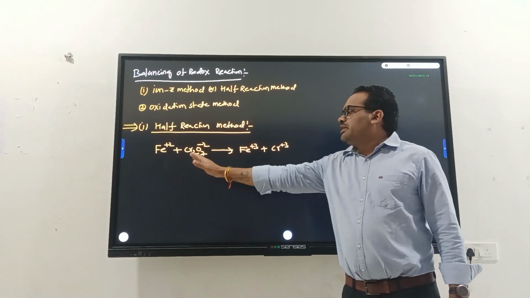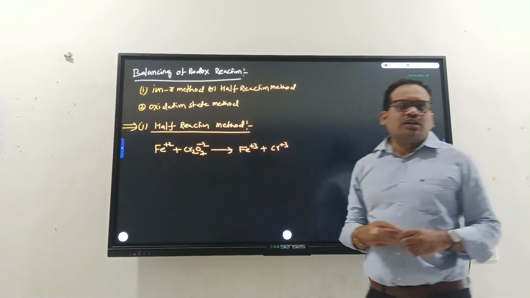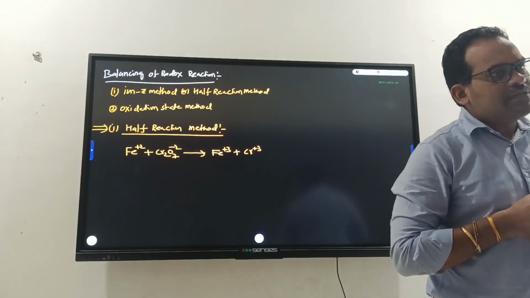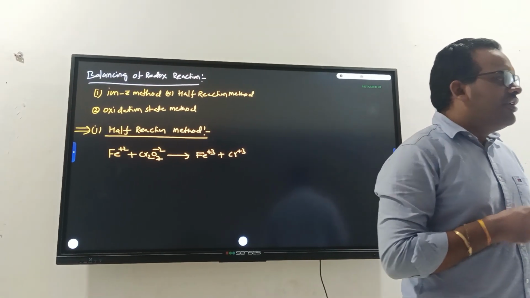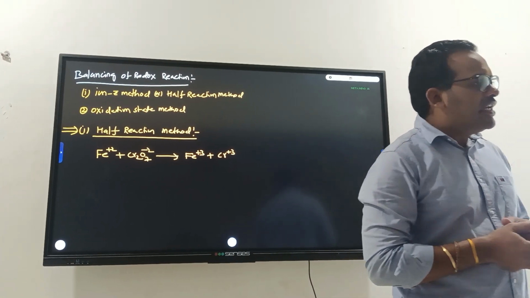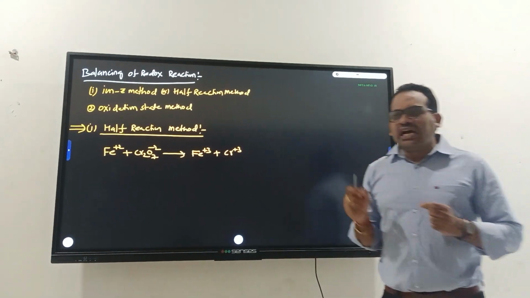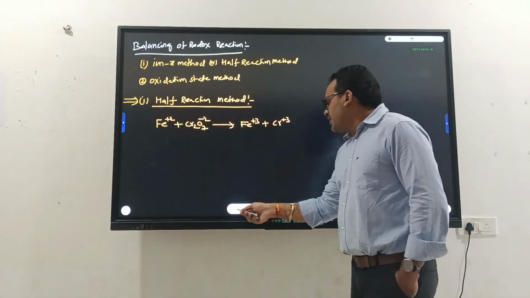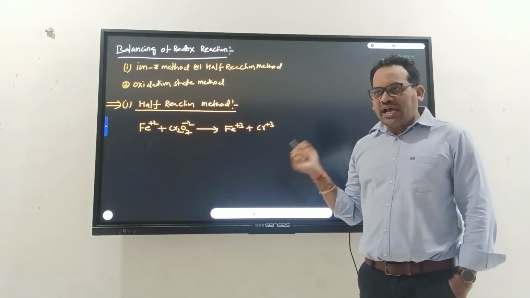half reaction method means here you have to first find out which one is participating in the oxidation reaction and which one is participating in the reduction reaction. How do we know, children, which one is participating in oxidation and reduction? Based on the oxidation number, we can write the oxidation reaction and reduction.